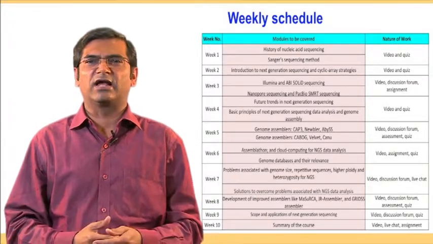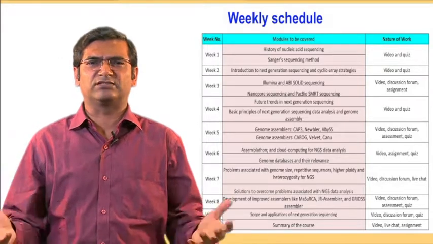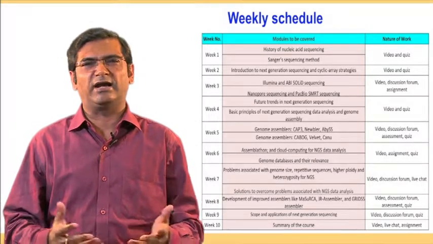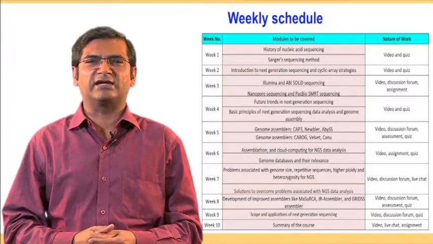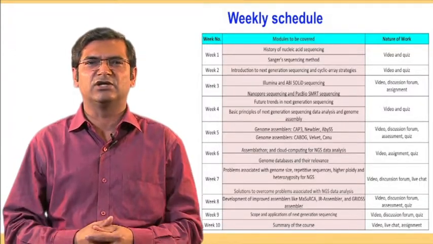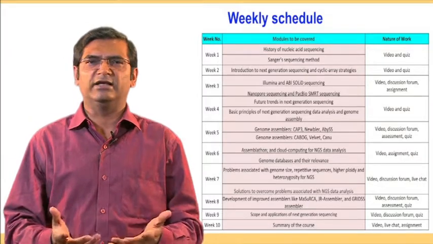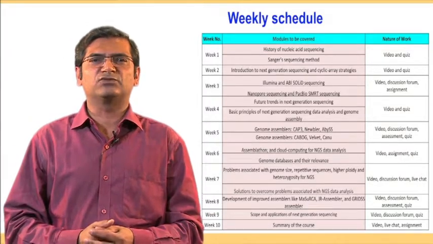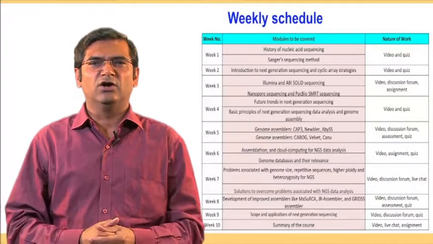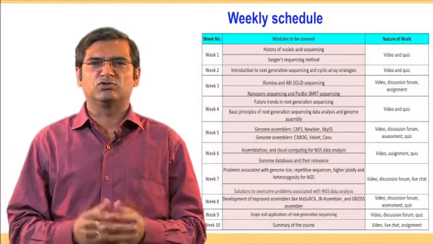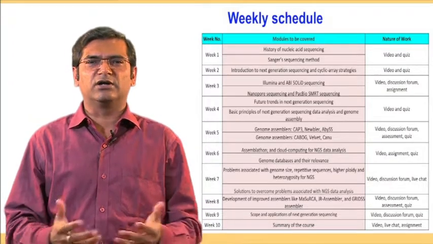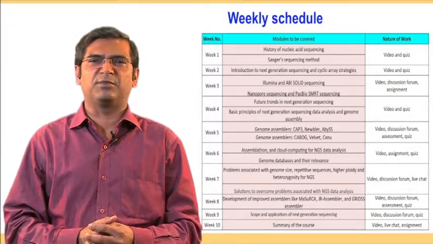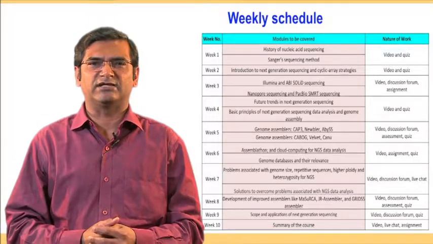Week 8 will cover the importance of improved assemblers like Mazurka and Grids. In week 9, scope and applications of NGS in life science research will be taught. Finally, in week 10, the course will complete with a summary of the contents taught throughout the duration of the course. The assessment will include 30% assignments and 70% for final examination.